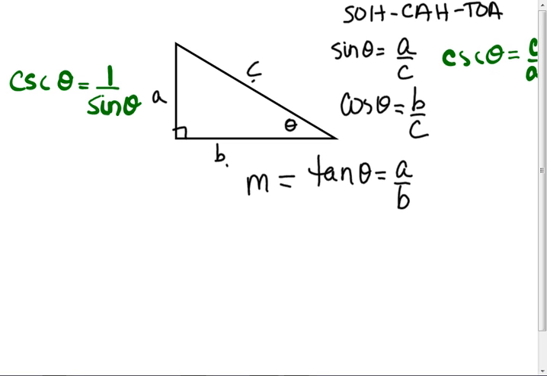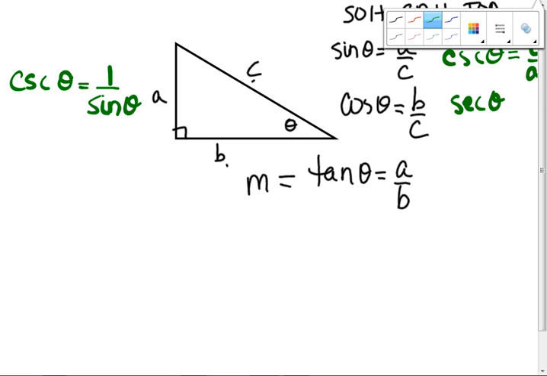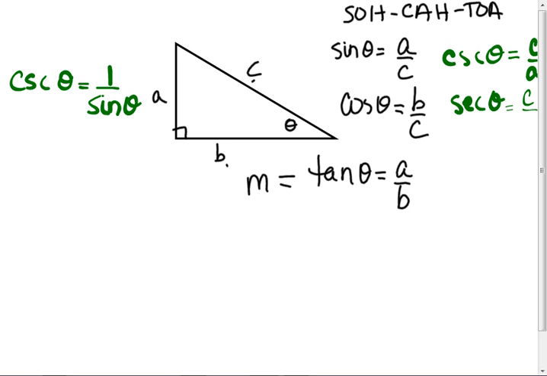So what is the next word? What's the reciprocal of the cosine? Do you remember what that's called? Secant of theta, which is C over B. And the reciprocal of tangent is cotangent of theta, which is B over A. There aren't any other ratios in the triangle. There are 6, and that's all there are.